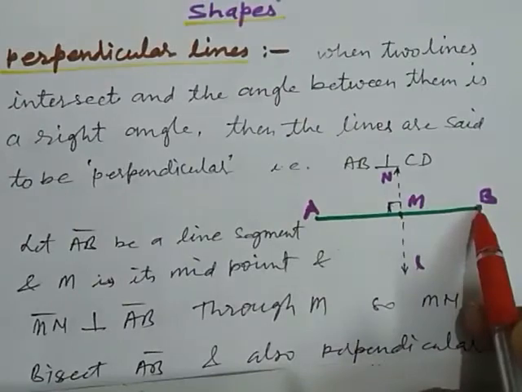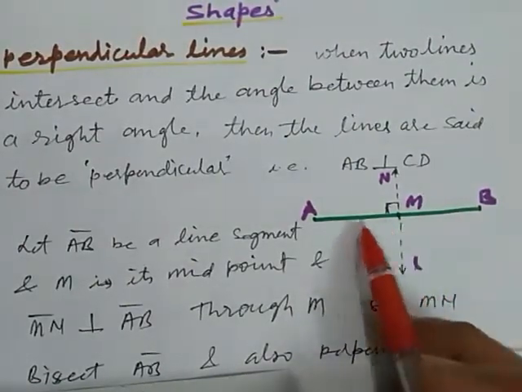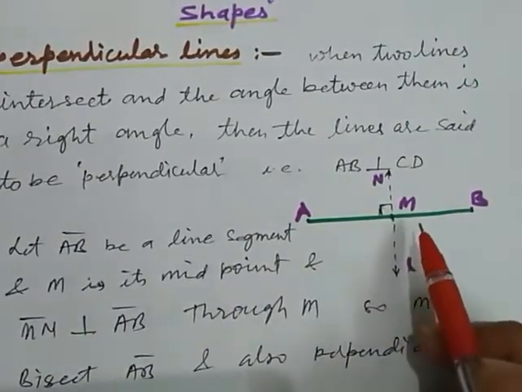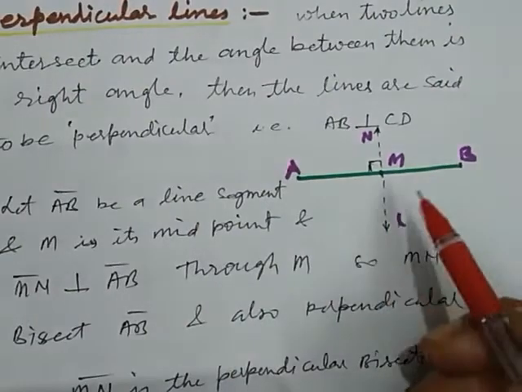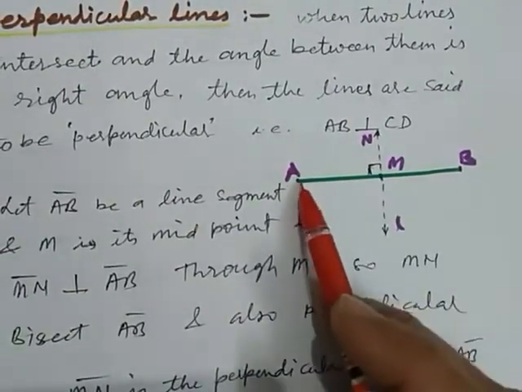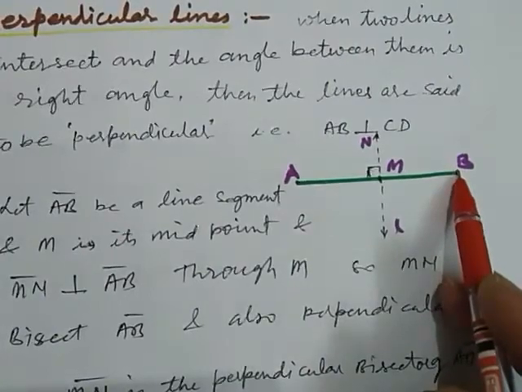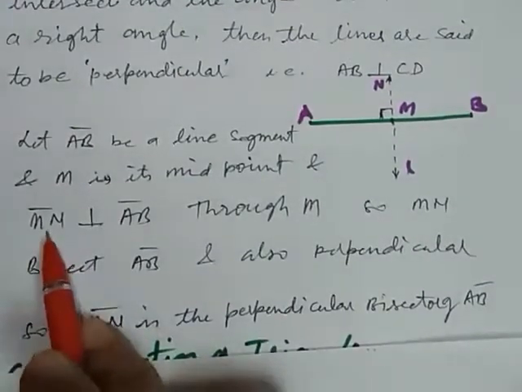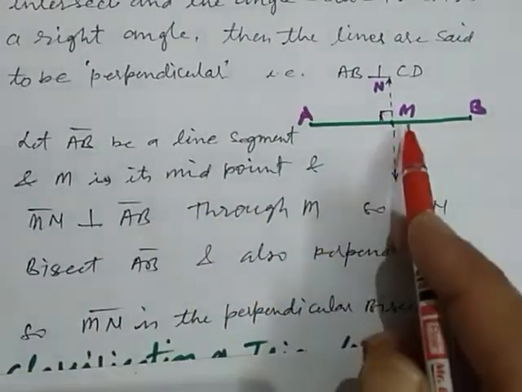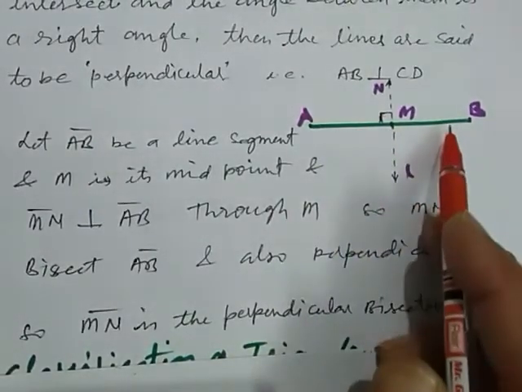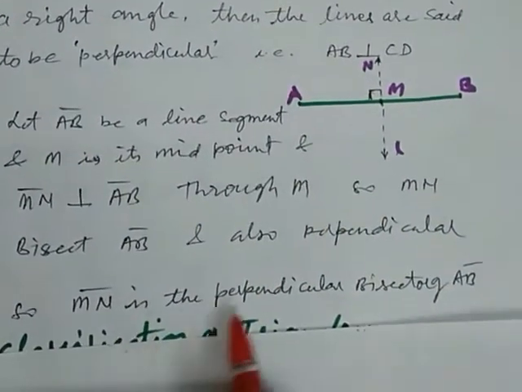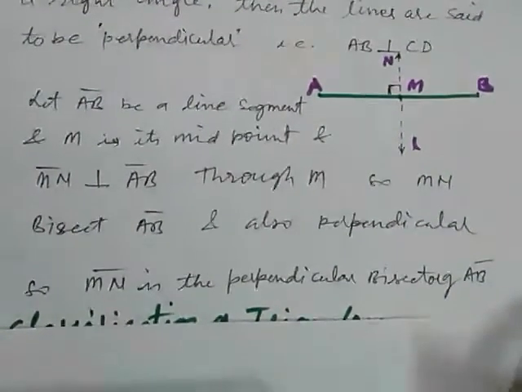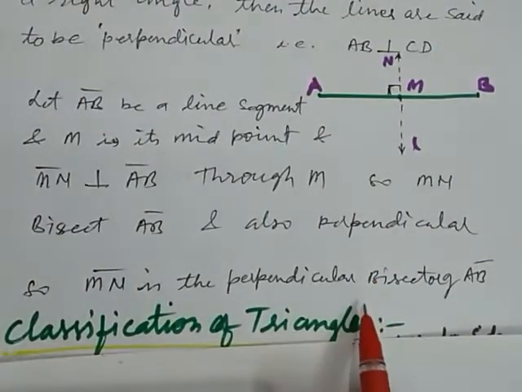bisects AB and is also perpendicular to it. So MN is the perpendicular bisector of this line AB, and we can represent this like that. MN is perpendicular to AB, and if M is the midpoint of AB, then we can say MN is the perpendicular bisector of AB. Okay, so this way we can express the perpendicular lines.